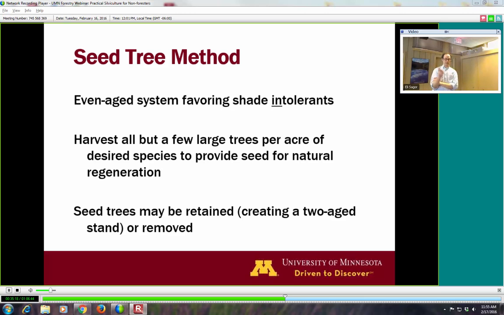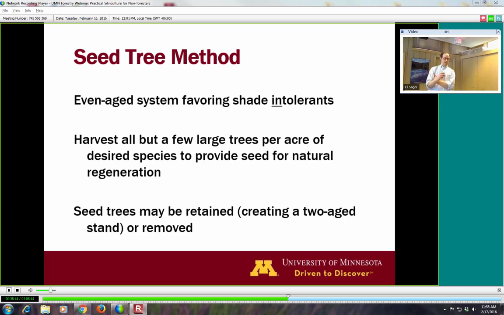Okay, so we talked about single tree selection. We talked about group selection. We talked about Shelterwood. We're still moving along our kind of spectrum of treatment intensity, harvest intensity, over to the seed tree method. So under the seed tree method, this is another even-age system. This is one that favors shade-intolerant species.